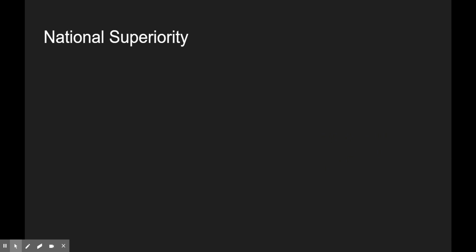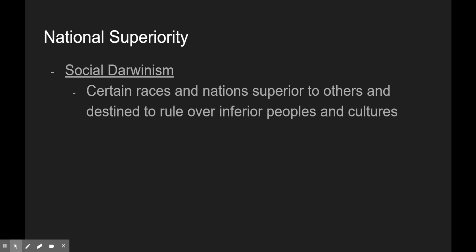What are some other reasons? National superiority. The phrase social Darwinism has come up a couple times in our class, so I want to repeat it. And if you don't remember it, here's your definition. Social Darwinism is that idea of taking Charles Darwin's ideas of natural selection and almost misapplying them. So basically, it says here certain races and nations feel superior to others and are destined to rule over inferior peoples and cultures. So you can't really have colonies unless you somewhat believe in social Darwinism, that your race, your country is better, and therefore you can take over.